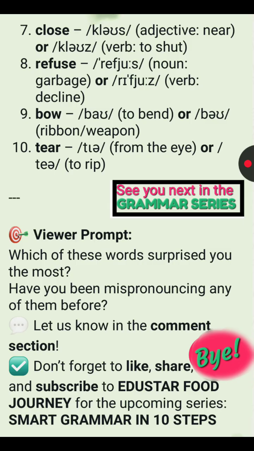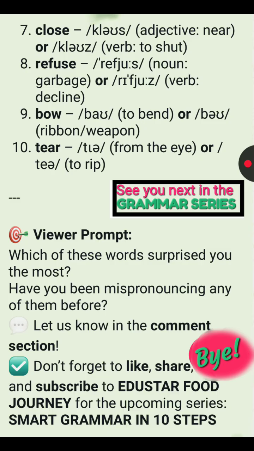Number 9, we have bow, spelled as B-O-W. In the first pronunciation, we have bow, meaning to bend over, referring to bowing down. Or bow, meaning ribbon or weapon, that is the noun part. Whereas the first one is the verb.